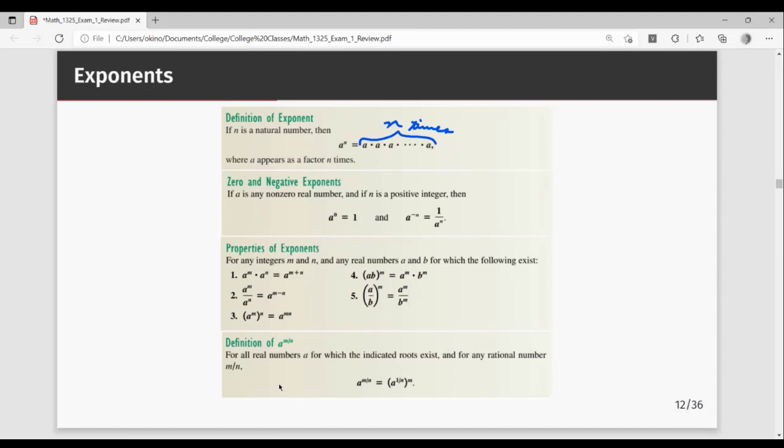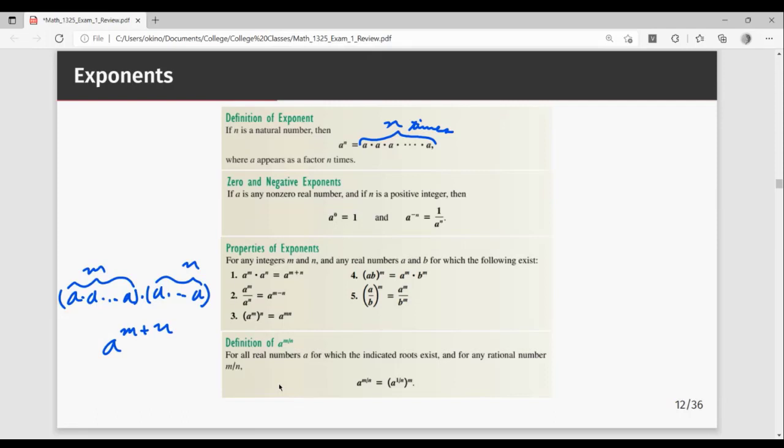If you have a to the power m times a to the power n, that's the same thing as a to the power of m plus n. You can imagine that because you have a times a, m times, multiplied by a times a, n times. Then if you go back to our definition of exponent, that is just a to the power of m plus n.